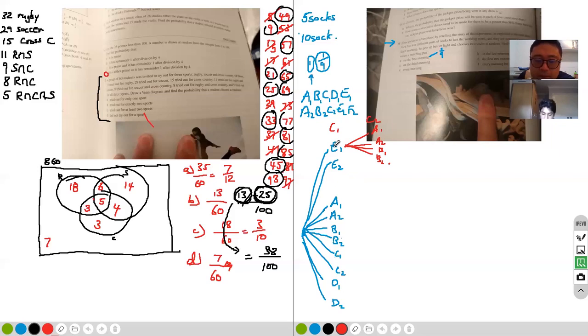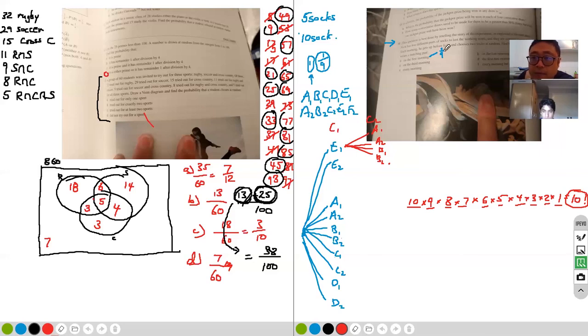So you've got 10 choices here, right? So you've got 10 times 9 times 8 times 7 times 6 times 5 times 4 times 3 times 2 times 1. That's what we call 10 factorial ways of choosing a sock.